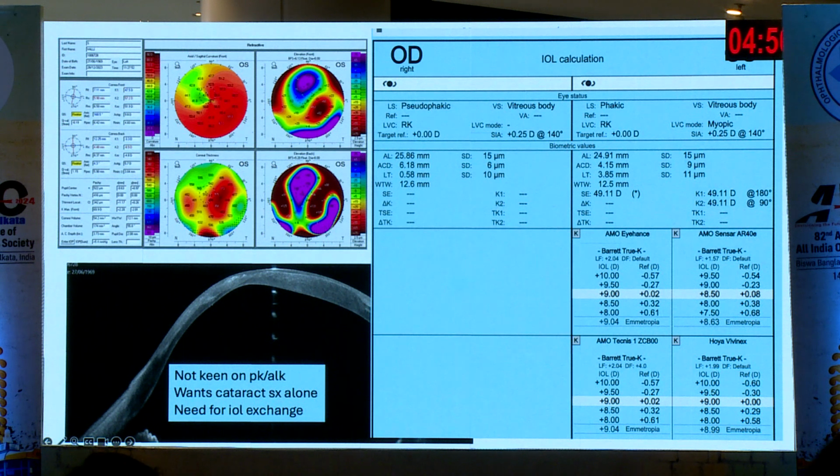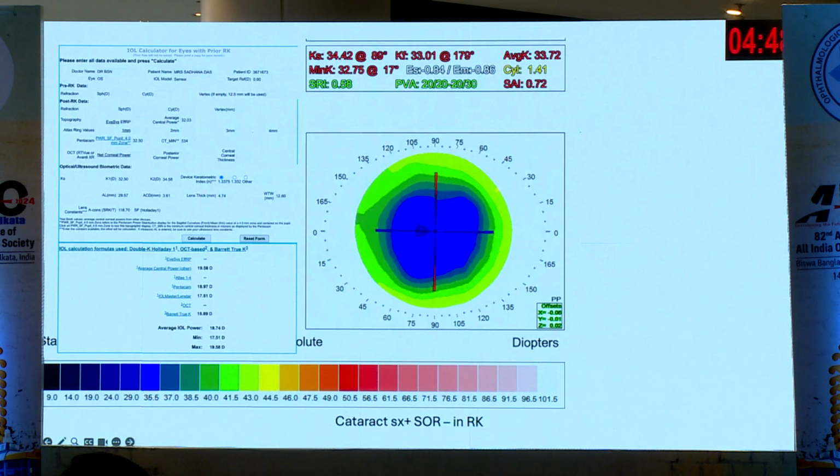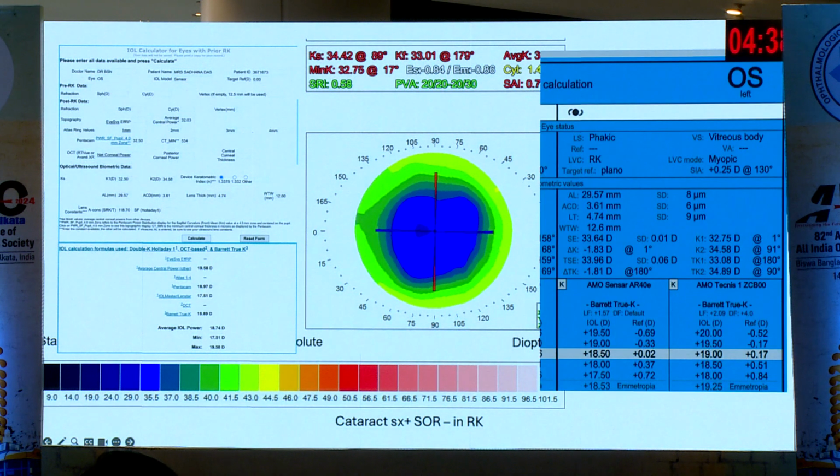So this is another interesting case where the patient had an RD surgery, a post-RK patient, had oil and needed cataract surgery. And topography was reasonably regular, so surgery went absolutely fine.